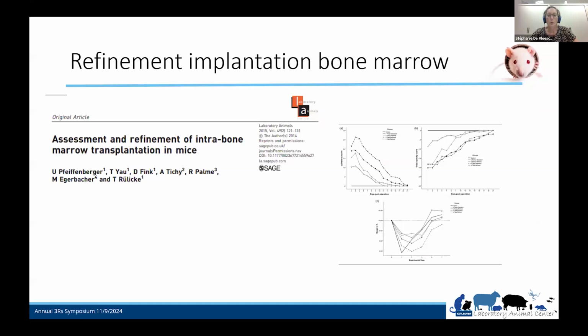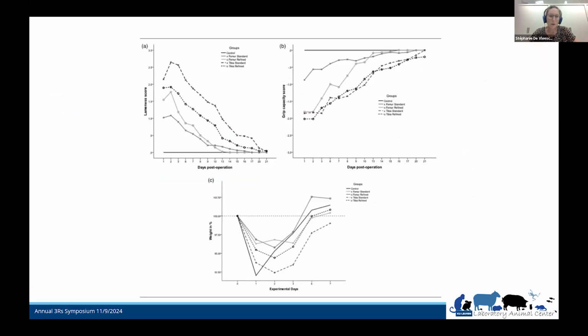For example, also for bone marrow, there is this paper by Pfeifenberger et al., who propose a refined method for injecting in the femur instead of in the tibia. And you can see here that the full gray lines are the animals that were injected in the femur, and the dotted lines are the ones that are injected in the tibia. And you can see that the ones that are injected in the femur, so the refined method, are less lame, have higher grip capacity, and have a lower weight loss compared to the other ones.